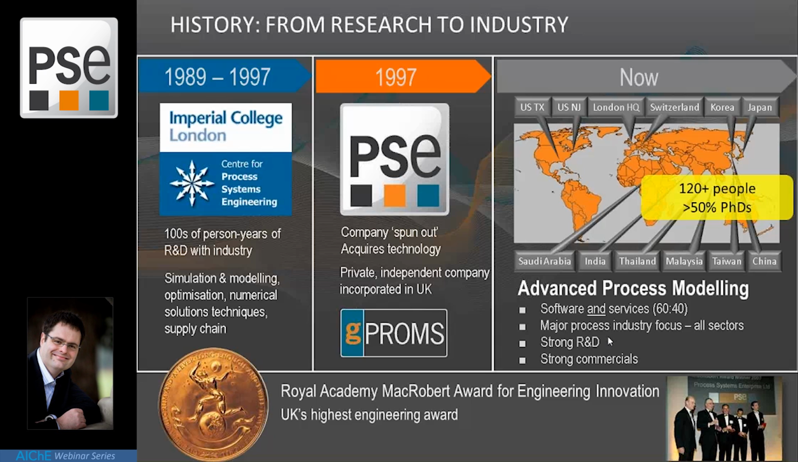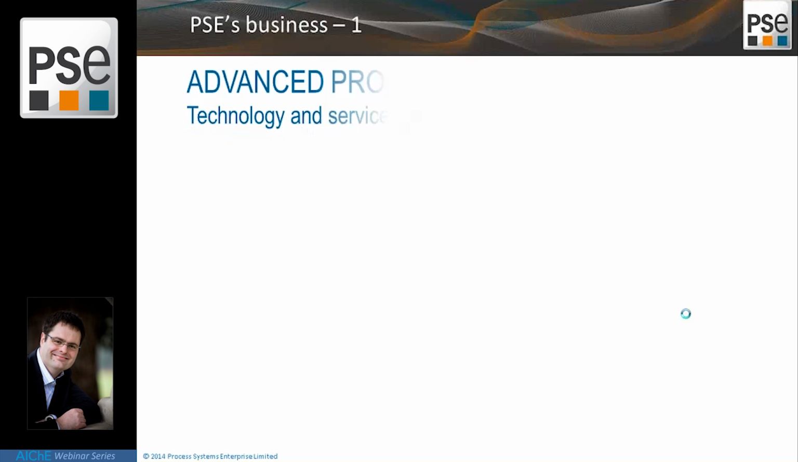As I show you, we are in many different sectors, and we traditionally have a strong background in R&D, research and development, but we're moving into commercials. We won the Royal Academy McRobert Award for Engineering Innovation, which is UK's highest engineering award. It's rarely given to a software company and rarely to a small company, and at the time we were a very small software company, so we're very proud of that.